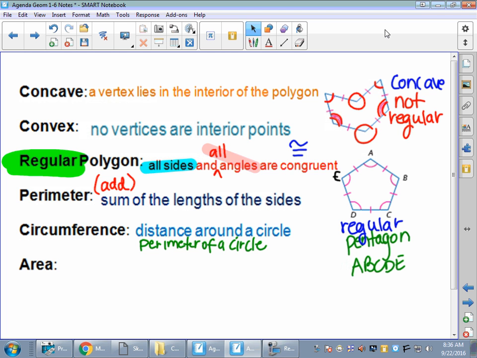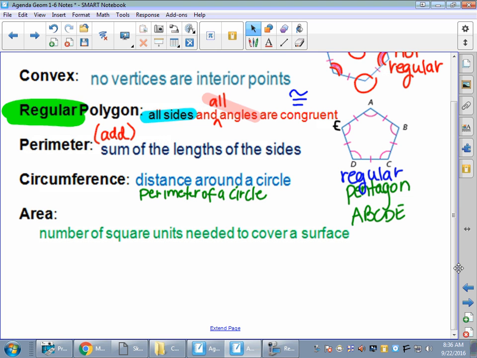And area is a two-dimensional idea. It's the number of square units needed to cover a surface. How many little blocks will fit inside, side by side? If you look at the floor of the room, every one of these tiles is 1 foot squared, 1 foot by 1 foot. So we could find out how many square feet fit in the room by counting up all the tiles or by using the area formula.